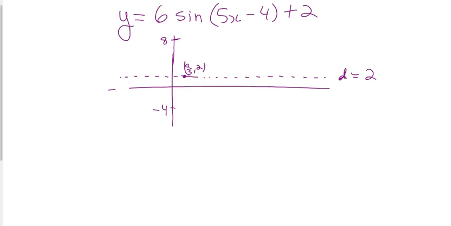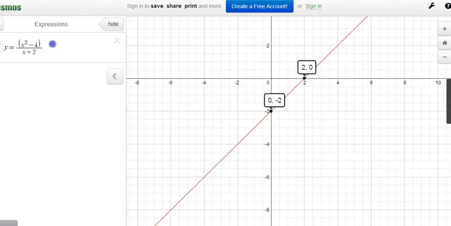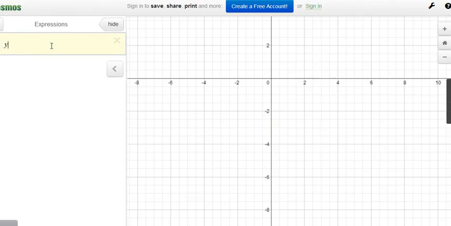Okay? So if I am going to graph this, then let's just go to here, and let's just graph this here. Okay, what was the equation? Y equals 6 sine.